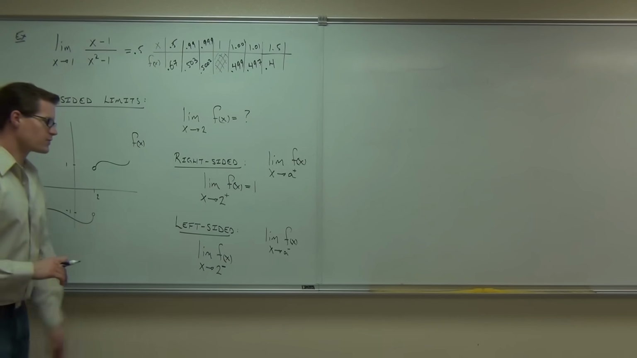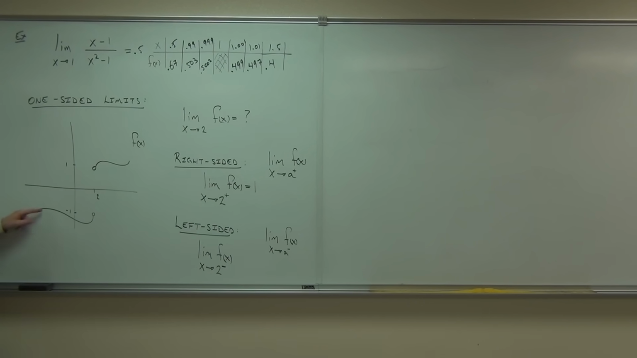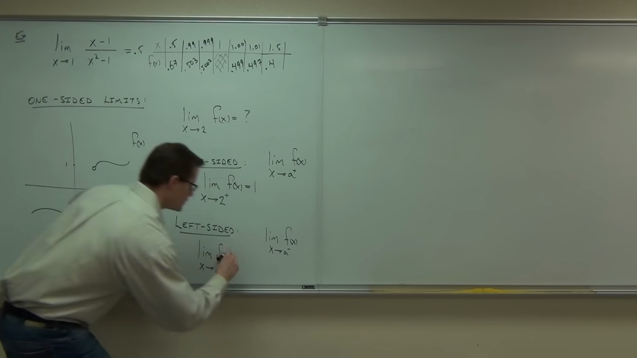So now we're going to do it from the left-hand side. What's the height of my finger, aka the y value, as I approach the x value of 2? So what am I doing? Where am I getting close to as I'm getting to 2 from the left-hand side? What am I getting close to? -1. Yeah, absolutely.